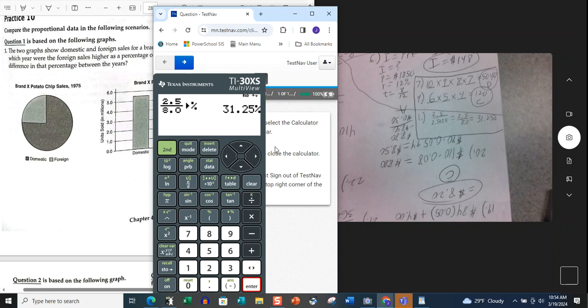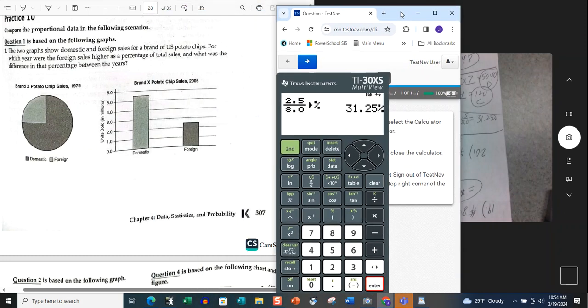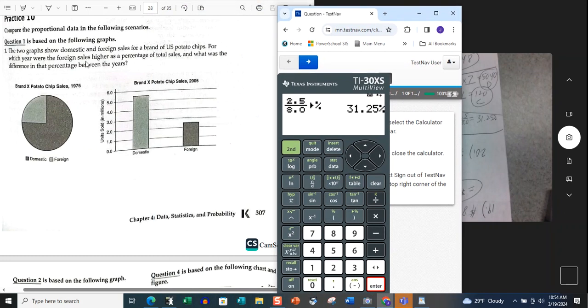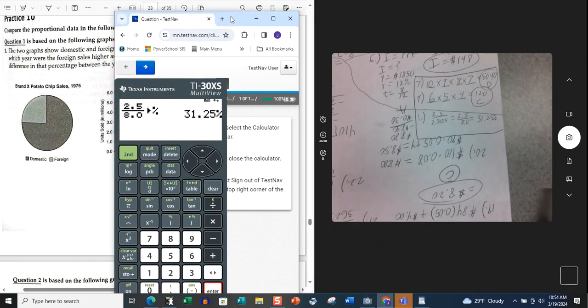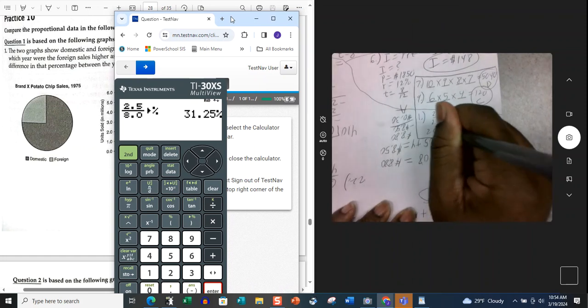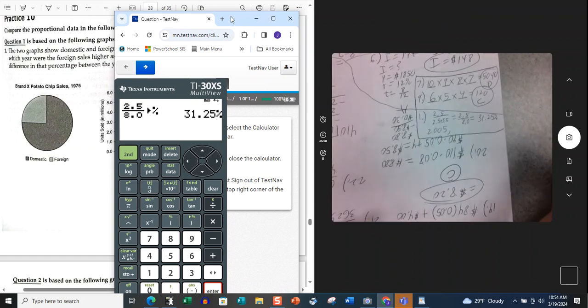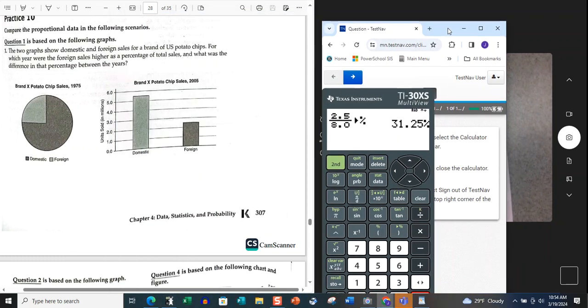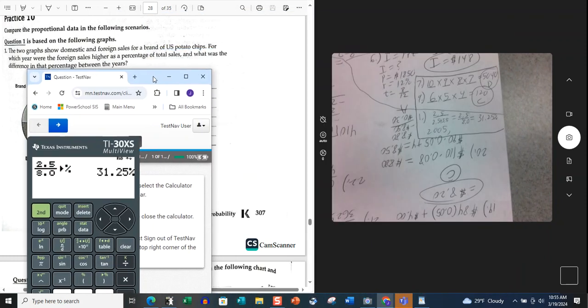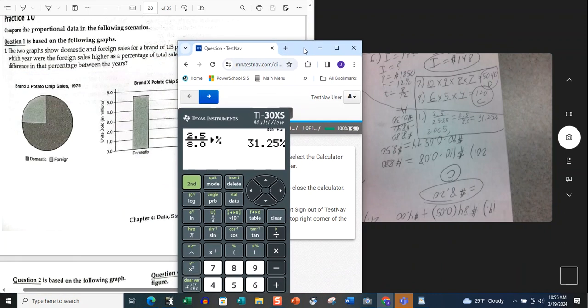So that lets us know that with this question here, we said for which year were the foreign sales higher as a percentage of total sales? So that would be 2005. So our answer here would be 2005. That's the highest year. And then it also asks us what's the difference between the years.